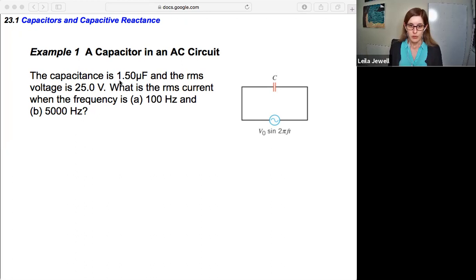So we first have this 1.5 microfarads. Now we have two different variables related to capacitance, to capacitors, right? There's the capacitance C and the capacitive reactance. This is indeed the capacitance alone. There's no reactance mentioned, and it's in farads, not ohms. So it is our standard C. This defines the capacitor itself. We also have 25 volts, which is our V RMS. And what we're looking for is our RMS current.